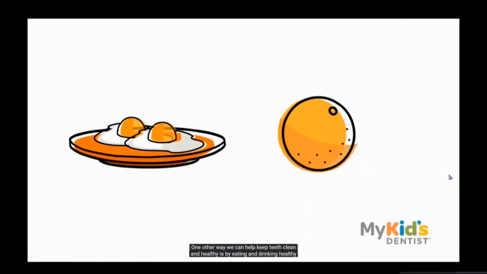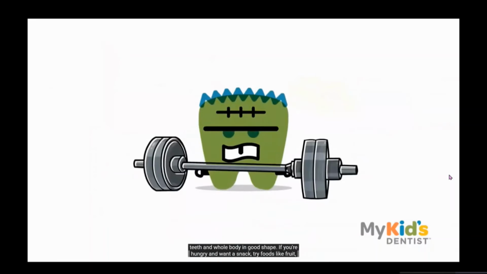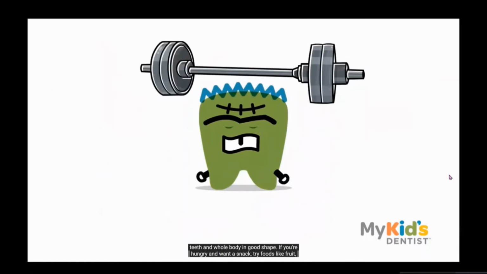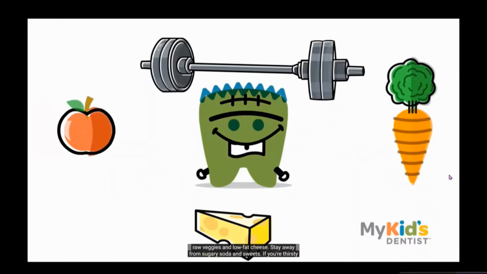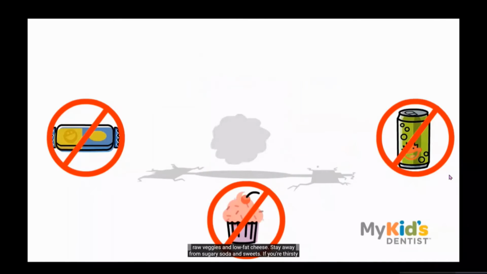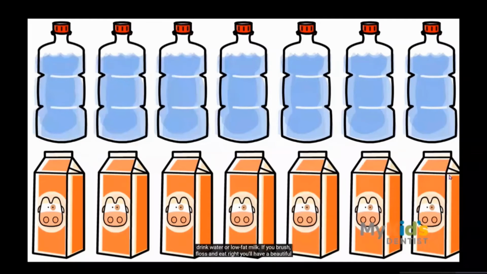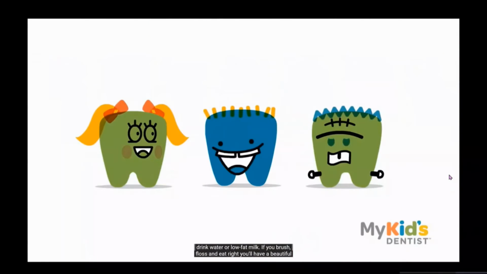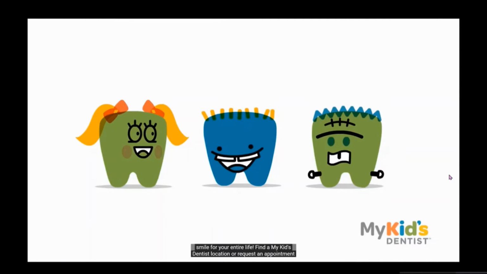supervision. One other way we can keep our teeth clean and healthy is by eating and drinking healthy foods. Eating healthy foods for breakfast, lunch, and dinner is the best way to keep your teeth and whole body in good shape. If you're hungry and want a snack, try foods like fruit, raw veggies, and low-fat cheese. Stay away from sugary sodas and sweets. If you're thirsty, drink water or low-fat milk. If you brush, floss, and eat right, you'll have a beautiful smile for your entire life.